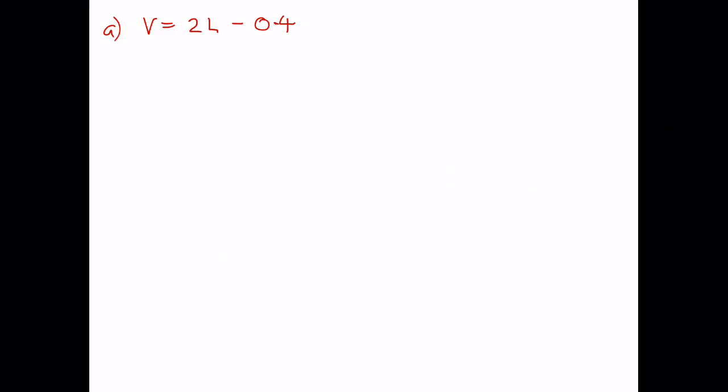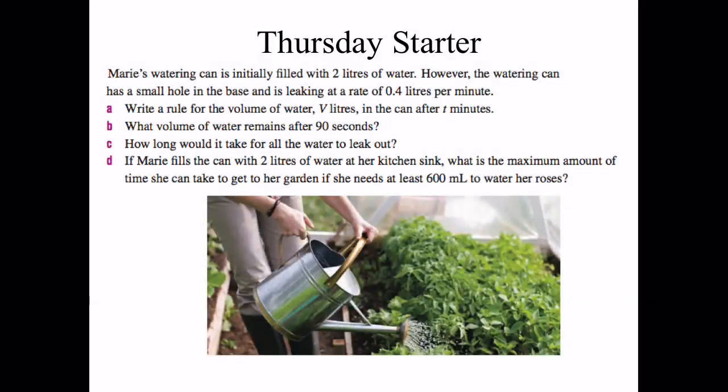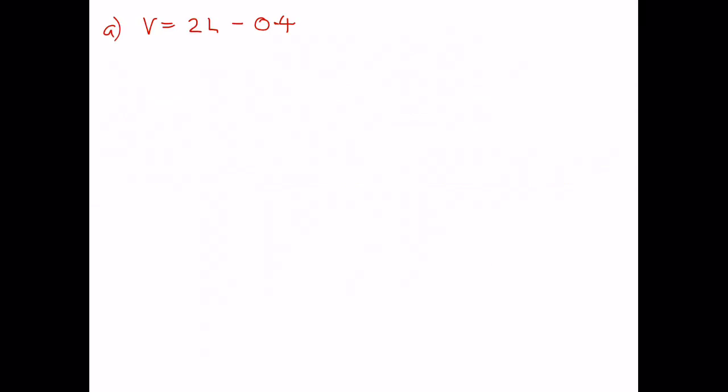And we can define our time using the variable t. So that's our equation describing that situation. V is equal to 2 litres minus 0.4t. Now, we don't actually need the L there, so it will just be V = 2 - 0.4t.